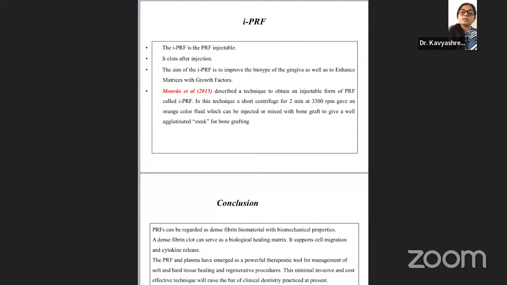And the last advancement of the PRF is IPRF, which is injectable PRF. Here, the PRF is slightly liquid in nature, which can be injected as a fluid into the particular site. That is why it is termed IPRF. IPRF is the PRF which clots after injection. Once it is injected using the syringe, it becomes a clot.